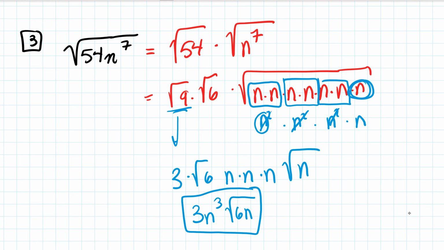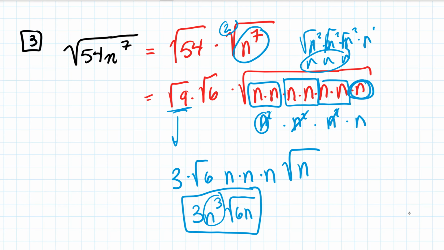radical form. So I think the key here is rewriting the index, which is a 2, to match the factors of my 7. So I could just rewrite this as n squared times n squared times n squared times n to the first. And every time I have a square root of n squared, each of those just becomes an n. And that's why I have an n cubed down here.